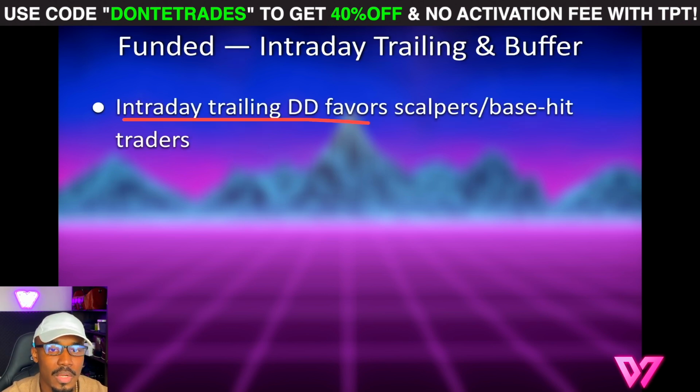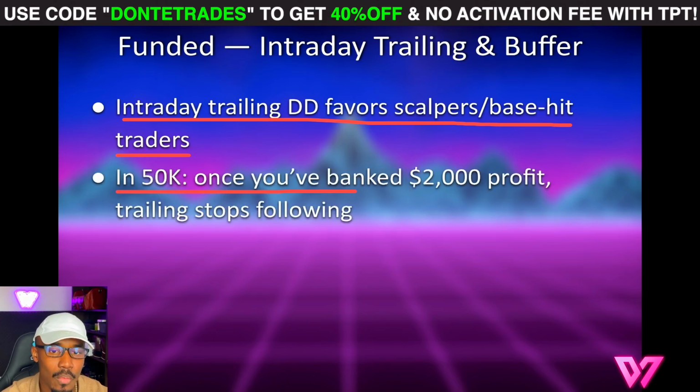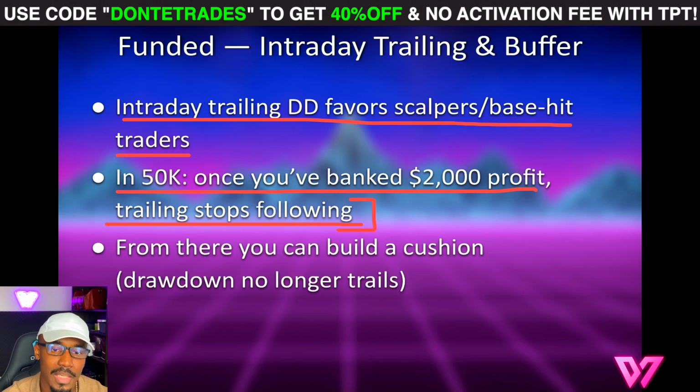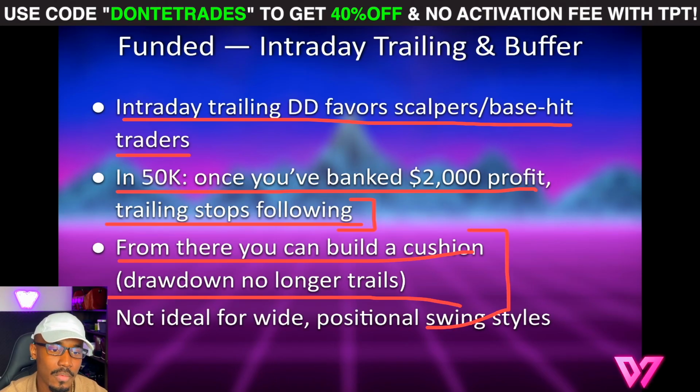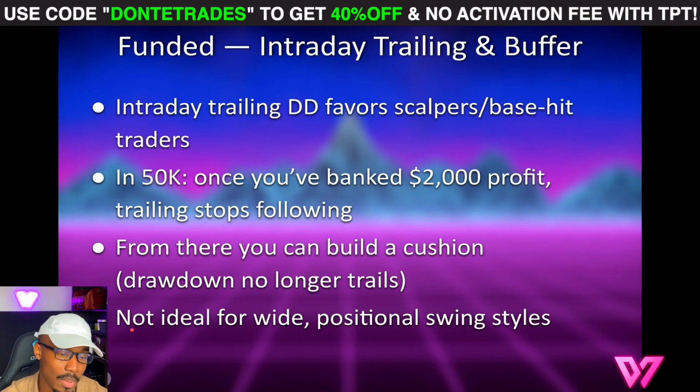So intraday trailing drawdown favors scalpers, again, and base hit traders. In the 50K, once you've banked, let's just say, 2,000 profit, the trailing drawdown does stop following you. So once you actually hit that buffer zone, it will stop following you. But until you actually get there, you've got to be really, really careful. So from there, you can build a cushion and drawdown no longer exists. But till you get over that buffer, you've got to be really, really careful because you could just get yourself blown your accounts, right?